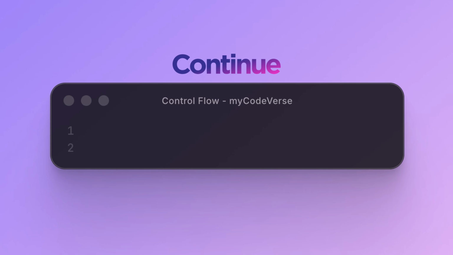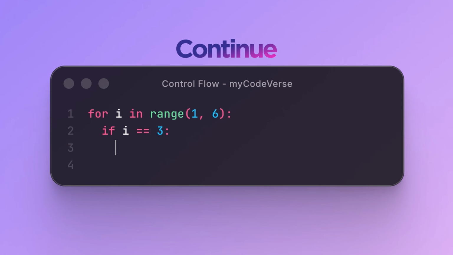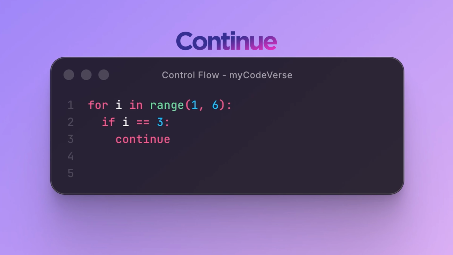Second one, continue. This loop runs numbers from 1 to 5. Each time, Python checks one thing. Is i equal to 3? Continue doesn't stop the loop. It just says, skip this round. Go to the next one.